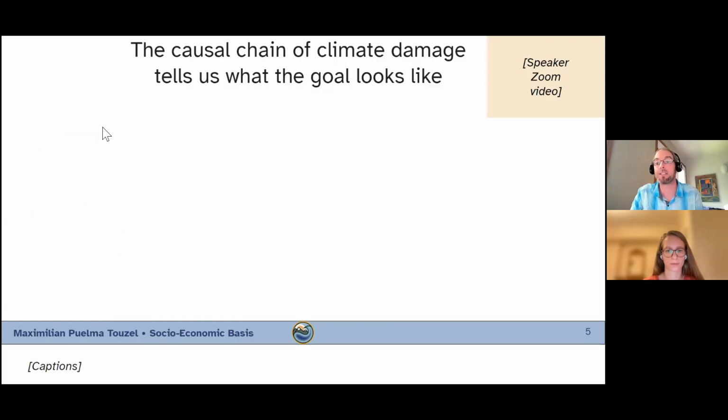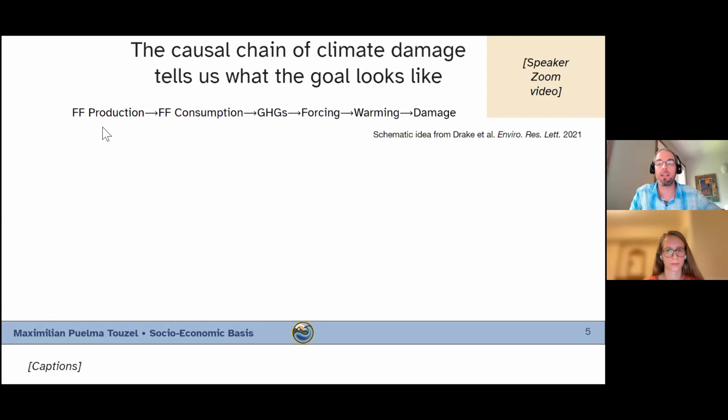Okay, so let's start with what is a transition. So this is actually a slide from another talk of the day, but I thought I'd bring it up again because I think it's useful for framing things. It's the causal chain that ends in climate change damage, which is the thing that we're most worried about. So this starts with fossil fuel production that feeds energy consumption, producing greenhouse gas emissions that trap heat, and that heats up our environment, and finally generating damages through effects like extreme weather events.